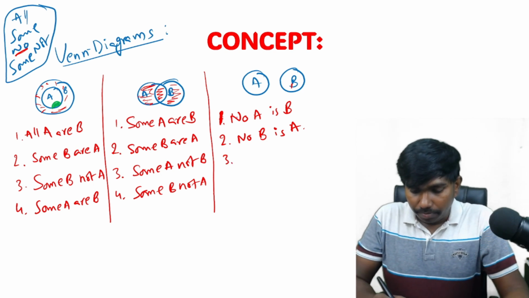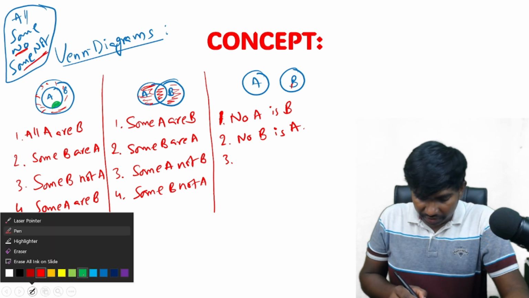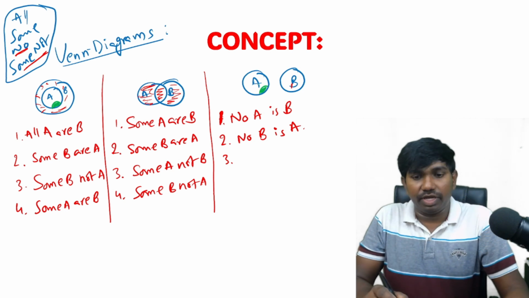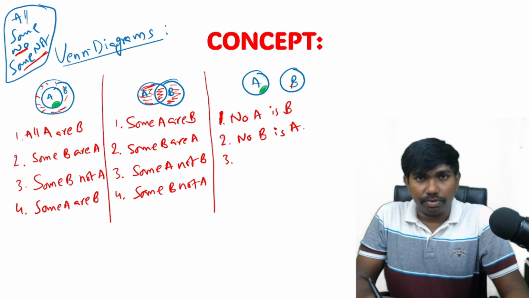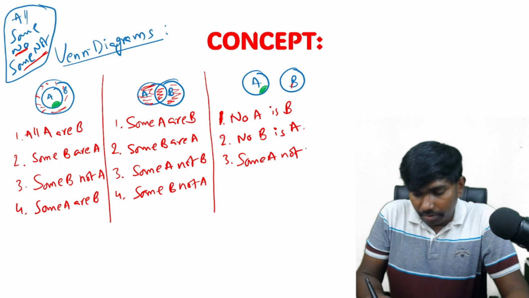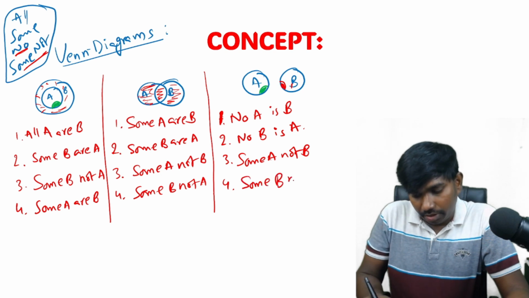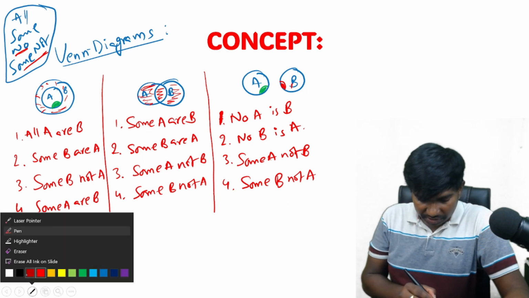Next is third. We can also use this conclusion, right? The qualifier some not. How? If I take some part of A, is it belonging to B? No. That means we can say some A not B. Some A not B is also true. And what about the other one? What if that part is in B? Yes, this part of B is not A. That means some B not A. Okay, these are the possible statements for this diagram.